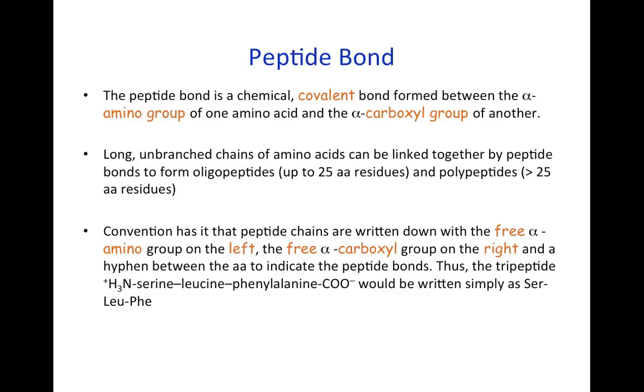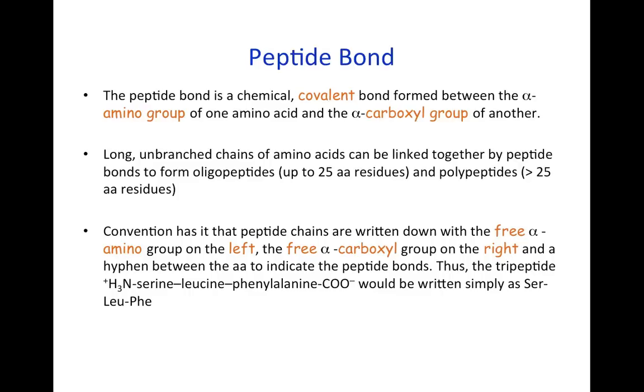Long unbranched chains of amino acids can be linked together by peptide bonds to form oligopeptides. Oligopeptides could go up to about, let's say, 25 amino acid residues. We tend to use the term polypeptides for any chain of more than 25 amino acid residues and so on. Alright, so by convention, how do we write this down?